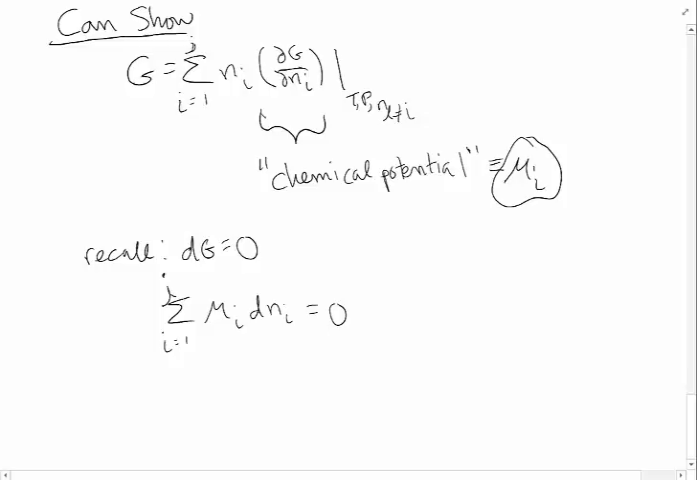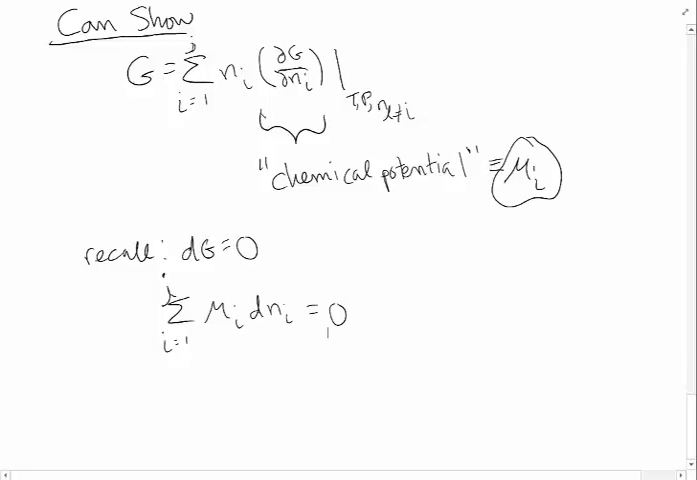Well, if we take the differential up here, dG, then we have to take the differential on the right. If we take the differential on the right, we're looking at how Gibbs energy changes with quantity. So if you have a differential change in the quantity of something, that's going to cause a differential change in the Gibbs energy. So if the differential change in the Gibbs energy is 0, then summing up the differential changes in each of the quantities times the chemical potential should add up to 0 when we're in equilibrium.